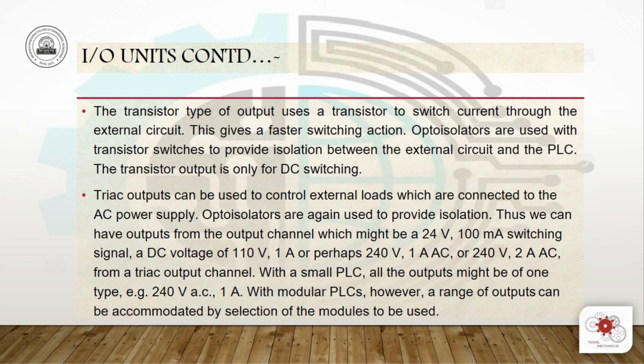Thus we can have outputs from the output channel of 24 volt 100 milliampere switching signal and a DC voltage of 110 volt and 1 ampere. Sometimes the range could be 240 volt 1 ampere or 240 volt 2 ampere AC supply from a triac output channel. With small PLCs, all the outputs might be of one type, that is 240 volt and 1 ampere AC supply. With modular PLCs, however, the range of outputs can be accommodated by selecting different modules for supply to be used.